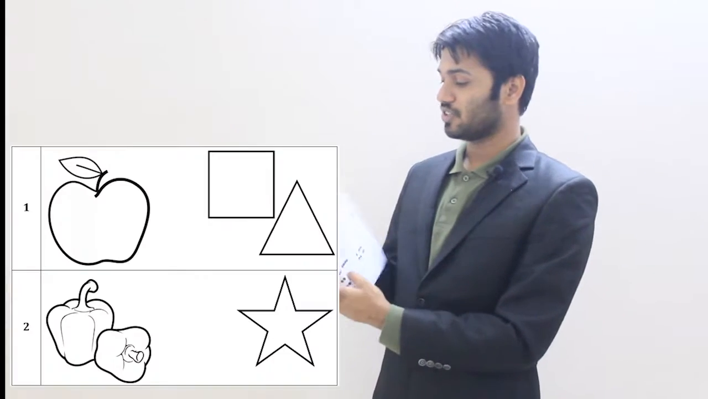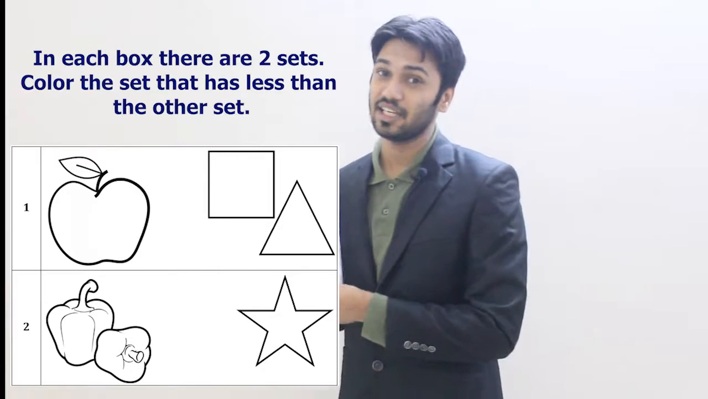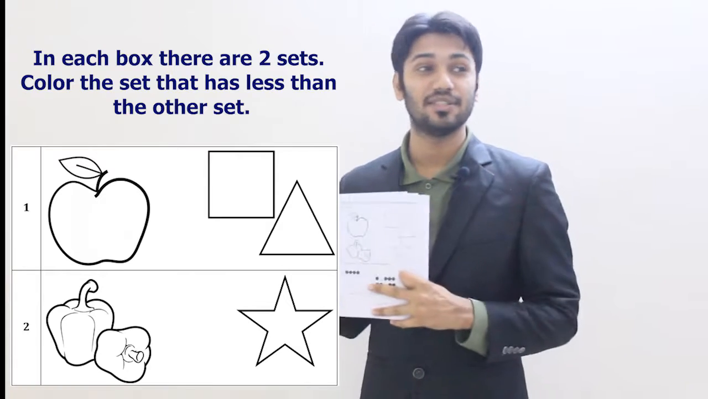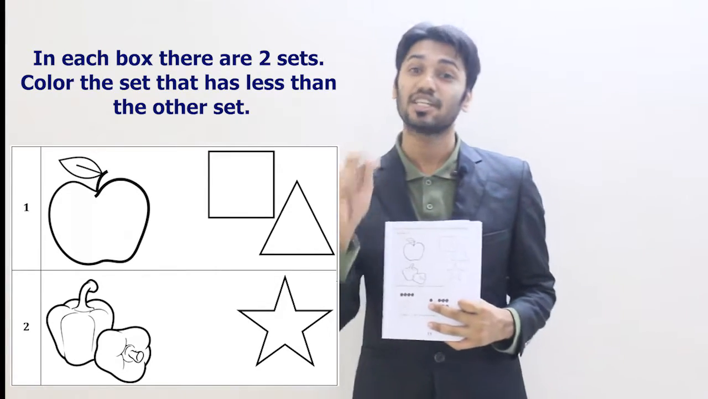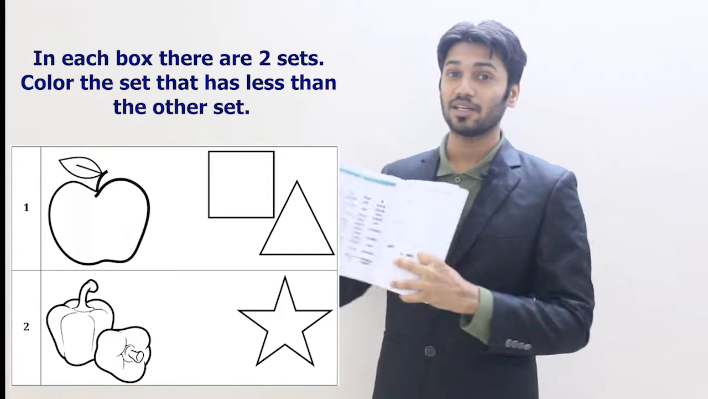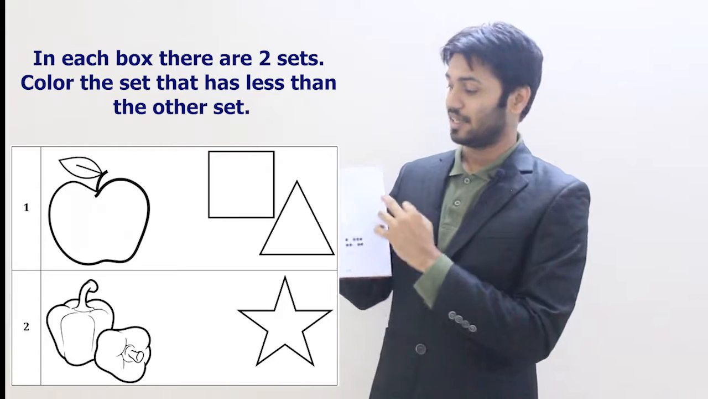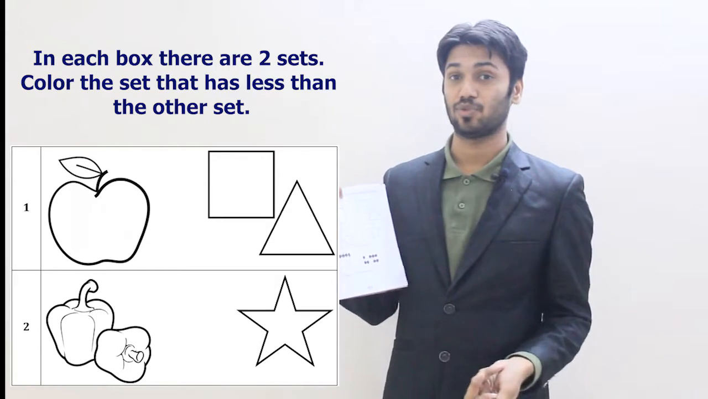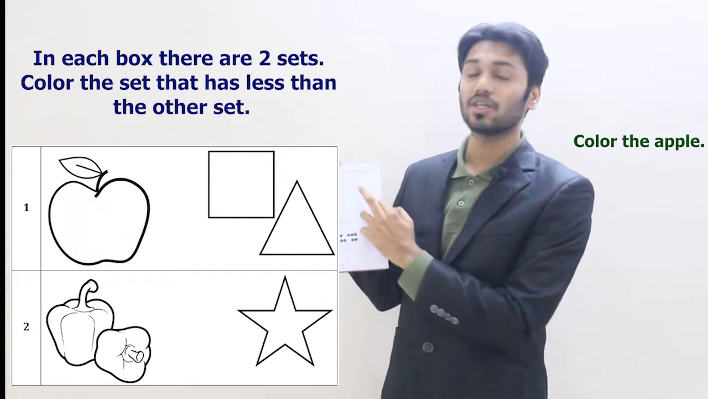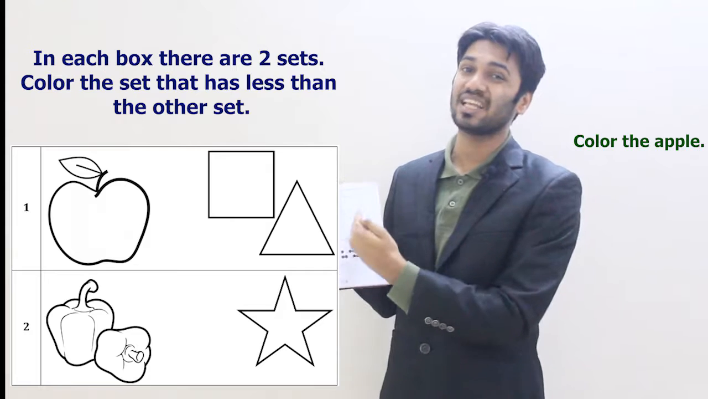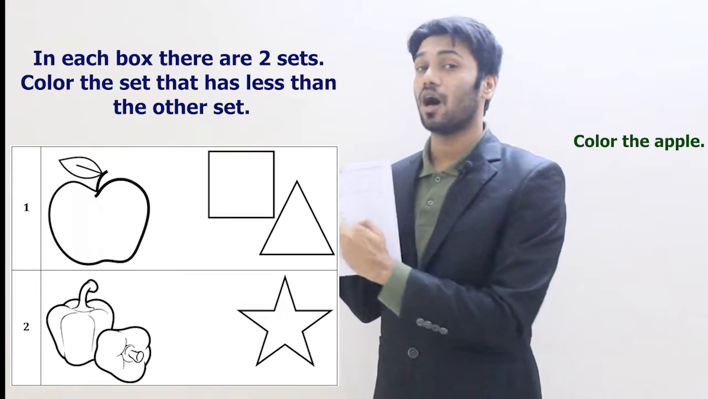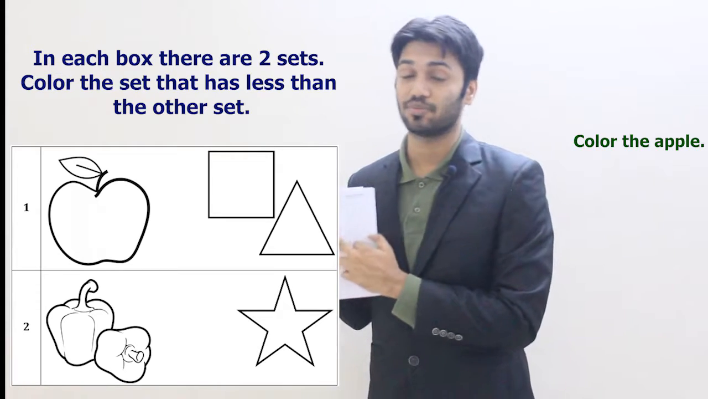Now look at this one, the next exercise. It is saying color. So that means in this class you will need a color pencil box. The student will need a color pencil box, right, to color this. What it is saying is, you color the set that is less than the other set. Look at this, it has got only one apple, and this set has got 1 and 2 shapes, right? Which one is less? Apple is less than this shape, so the students are supposed to color these shapes.